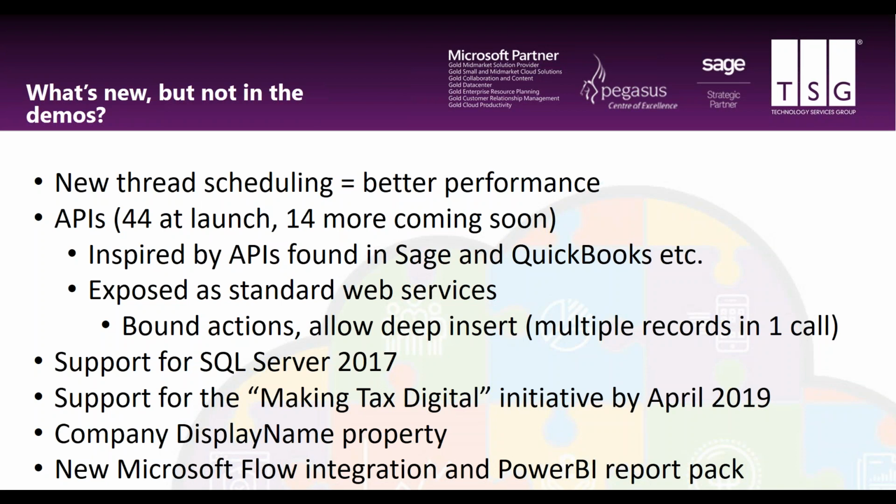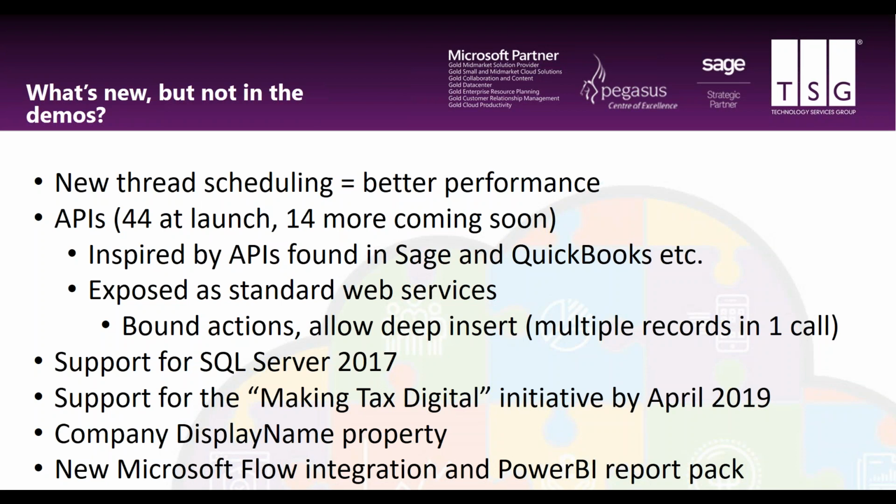We've got a new thread scheduling engine within the system, and this basically means better performance. Microsoft have been working since 2016, 2017 and 2018, and each version is a lot more efficient at processing your business data and your business rules. And that's the same with 2018. I've done a bit of benchmarking against 2017, and 2018 does bring some good performance enhancements to the table.